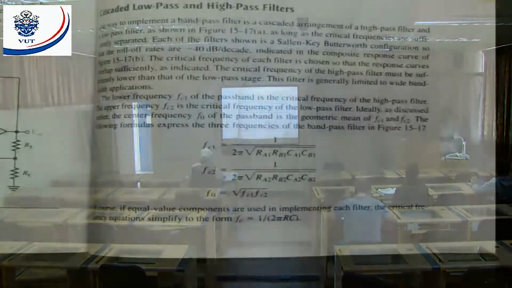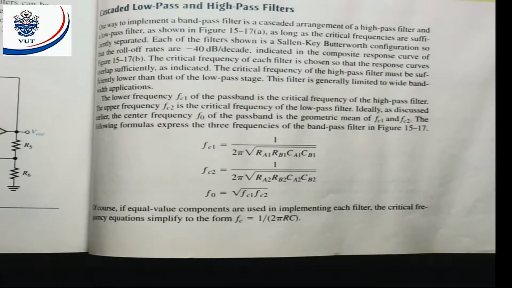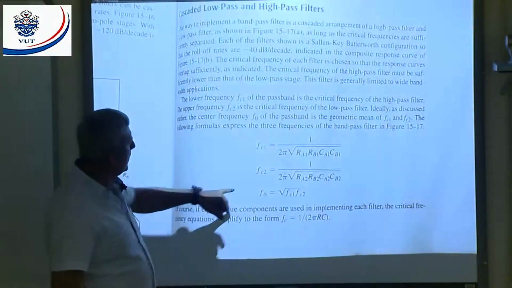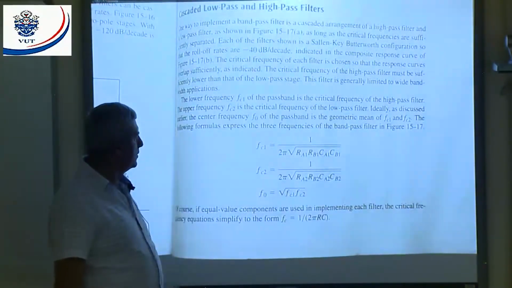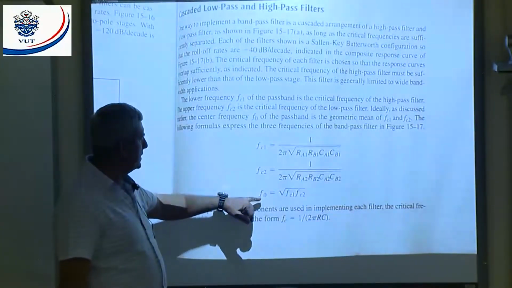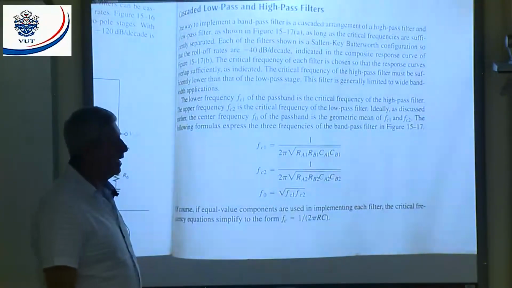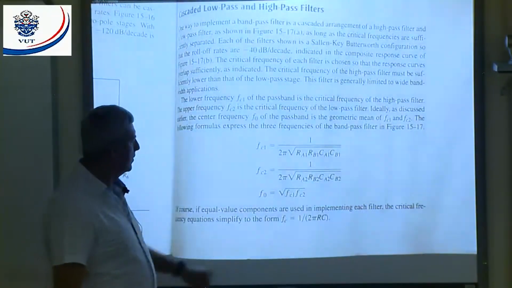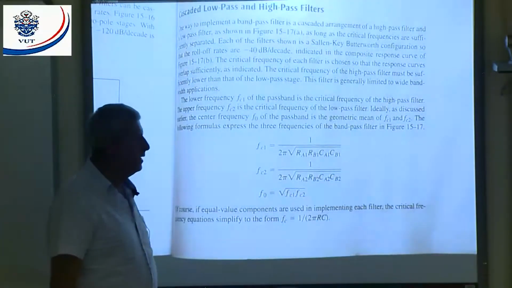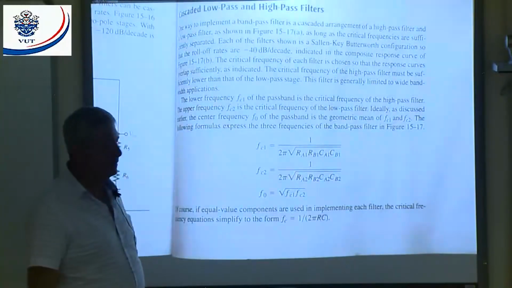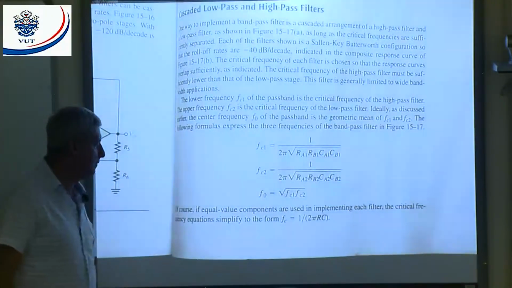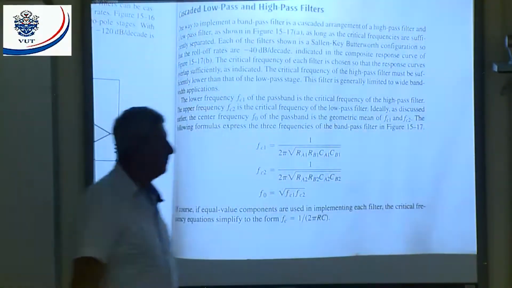There are a few formulas you should know. For my critical frequency FC1, I'm going to use that formula. For my critical frequency FC2, I'm going to use that formula. And for my center frequency, I'm going to use that formula. If my components are equal, if R and C are equal, I can use this for my critical frequency. FC1 is equal to 1 divided by 2 pi RC.